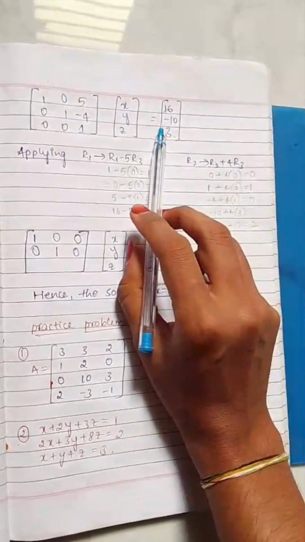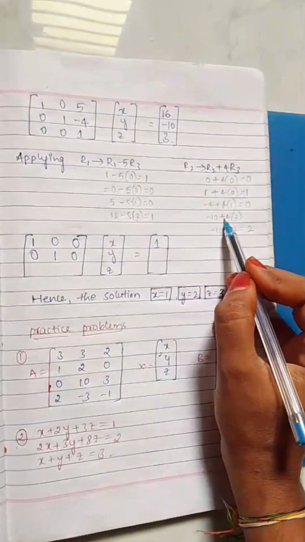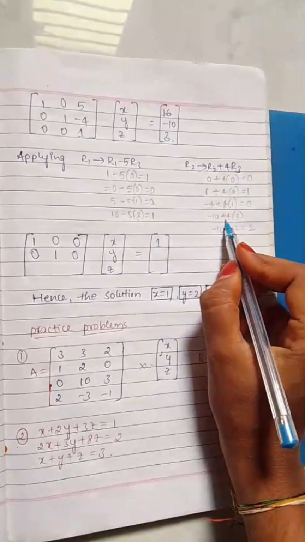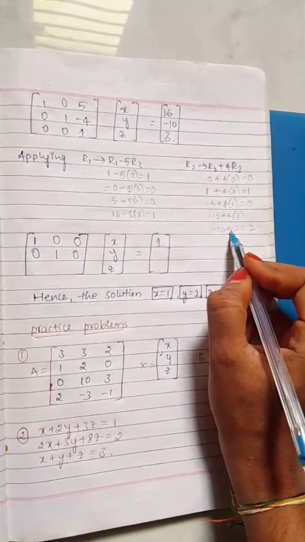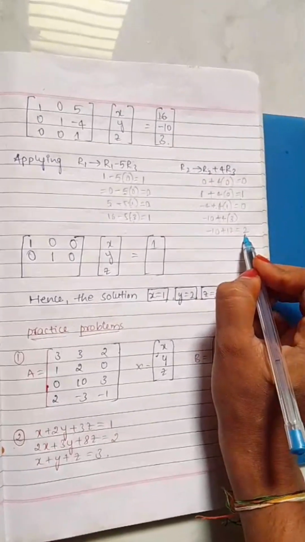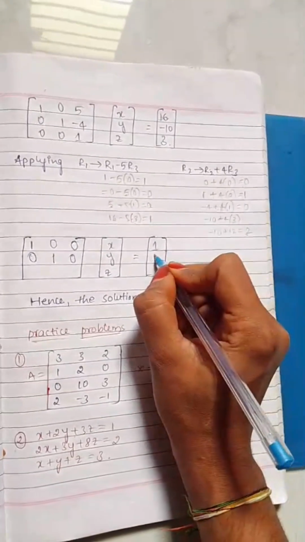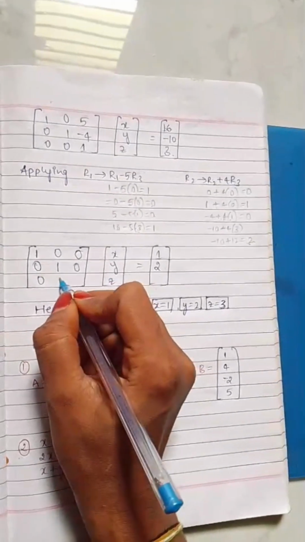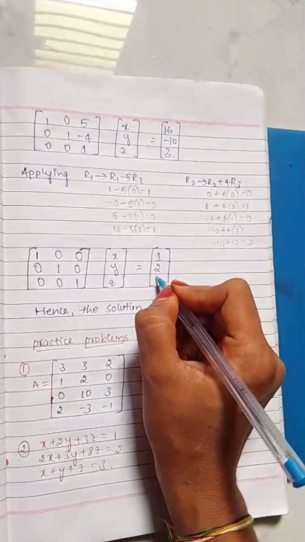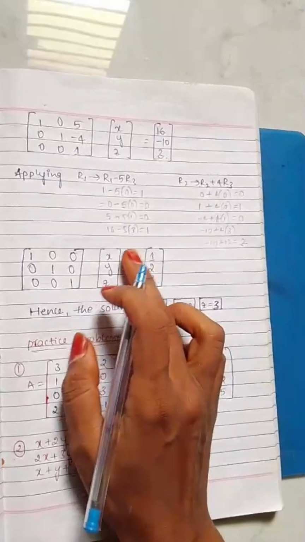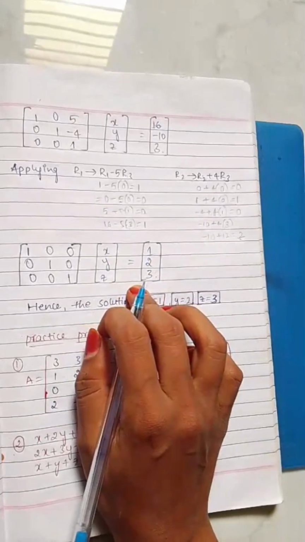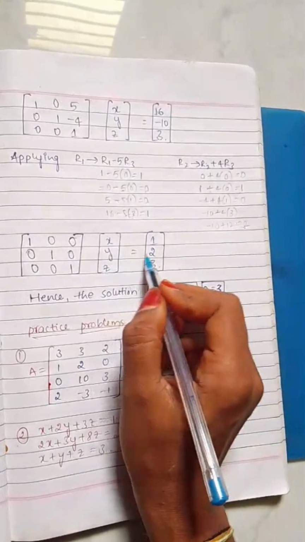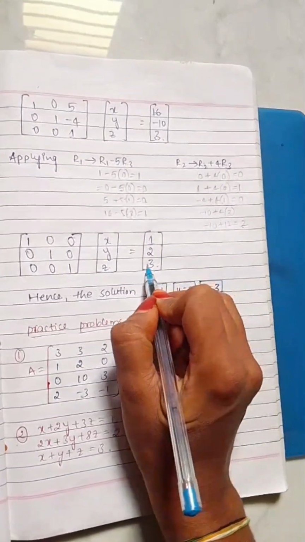Again here I have R2, that is minus 10. Write it. Plus 4 into I have R3, that is 3. 4 into 3, that is 12. 12 minus 10, I will get 2. Write down in the R2's place. Write the R3 as it is. 0, 0, 1. Here 3. Here I got the values of x, y and z. Hence the solution is x is equal to 1, y is equal to 2 and z is equal to 3.